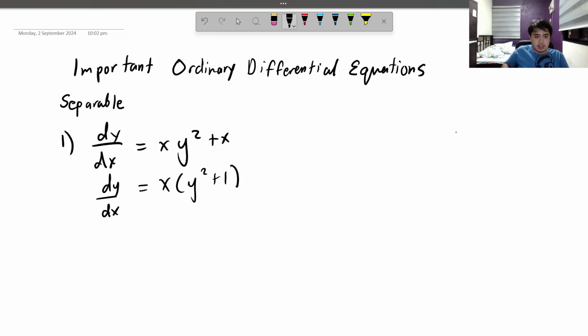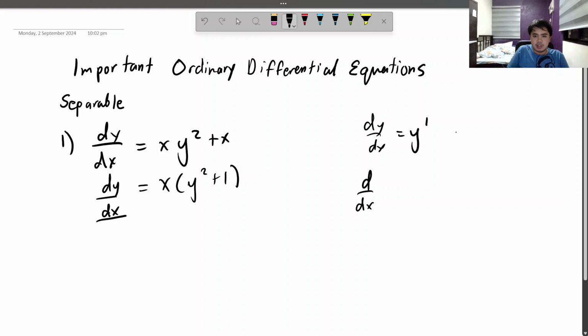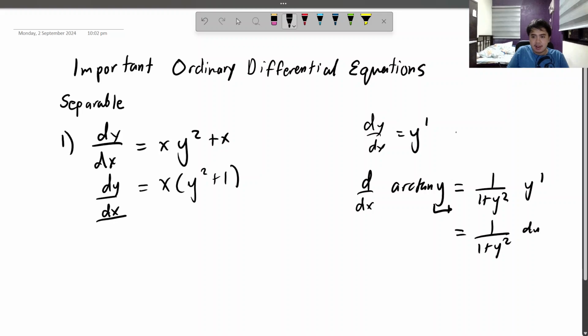One thing you have to note here is this dy over dx. dy over dx is the same as y prime. And remember in implicit differentiation, you were asked to find the derivative with respect to x of arctan y. You had to do the chain rule, right? So the derivative of the outside is 1 over 1 plus y squared. And then we have to do the derivative of y. We have to put it as y prime, or as dy over dx. We have to multiply it by dy over dx. This is just a direct consequence of the chain rule. This is also going to be a direct consequence of the chain rule.